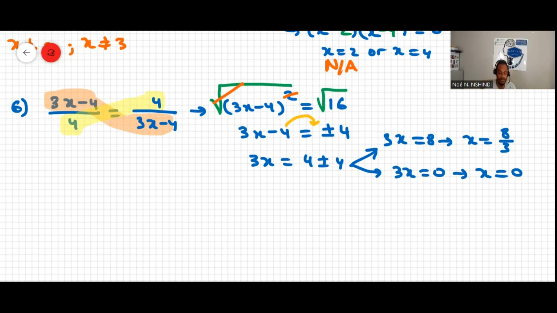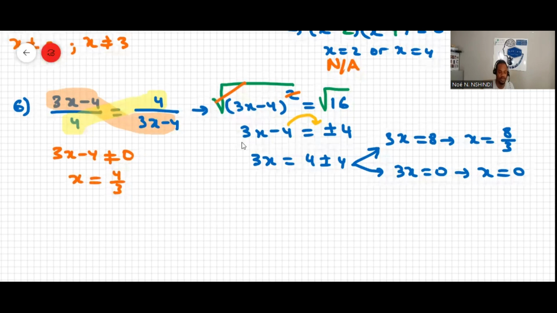But now, I didn't set the restrictions here. It was like 3x minus 4 cannot be 0, and that makes x cannot be equal to 4 over 3. So that was question 6. Now we can also do question 7.